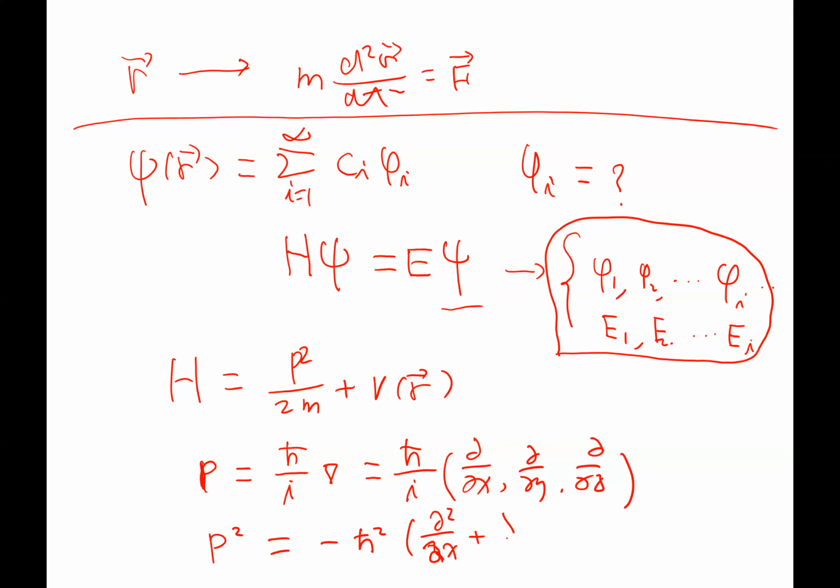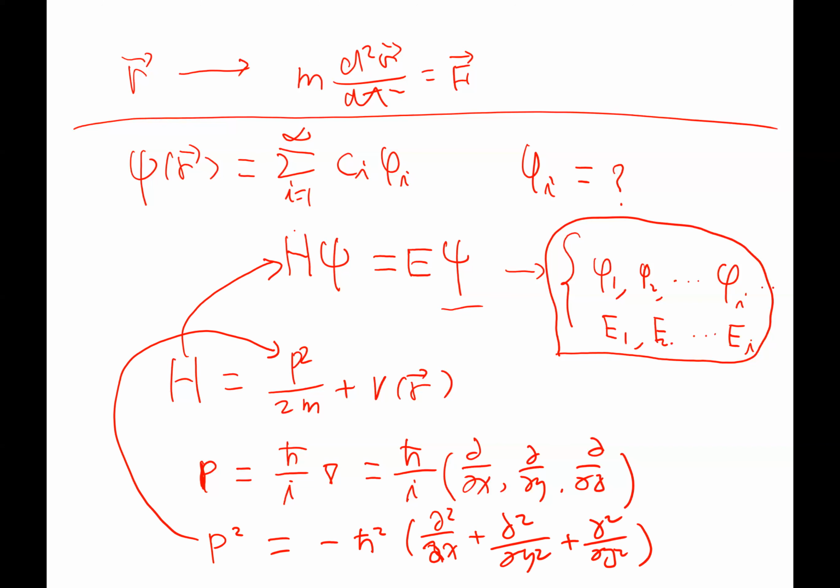Square, then plus partial y square, and then plus partial z square, right? Again, this is an operator. Then you just need to substitute this one here, right? And then you get H, and then substitute H here, and then you get a second order differential equation with respect to x, y, and z. And then you solve it.